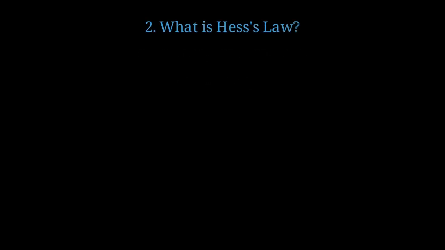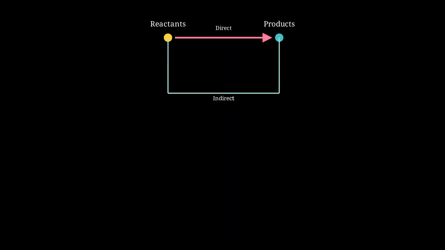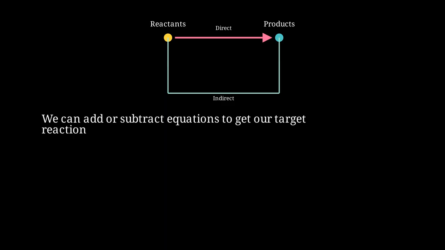Hess's law is the key principle we'll use to solve this problem. Hess's law states that the total enthalpy change for a reaction is the same regardless of the pathway taken. Whether we go directly from reactants to products or take an indirect pathway through intermediate steps, the total enthalpy change is the same. This means we can mathematically manipulate our given equations by adding, subtracting, or reversing them.